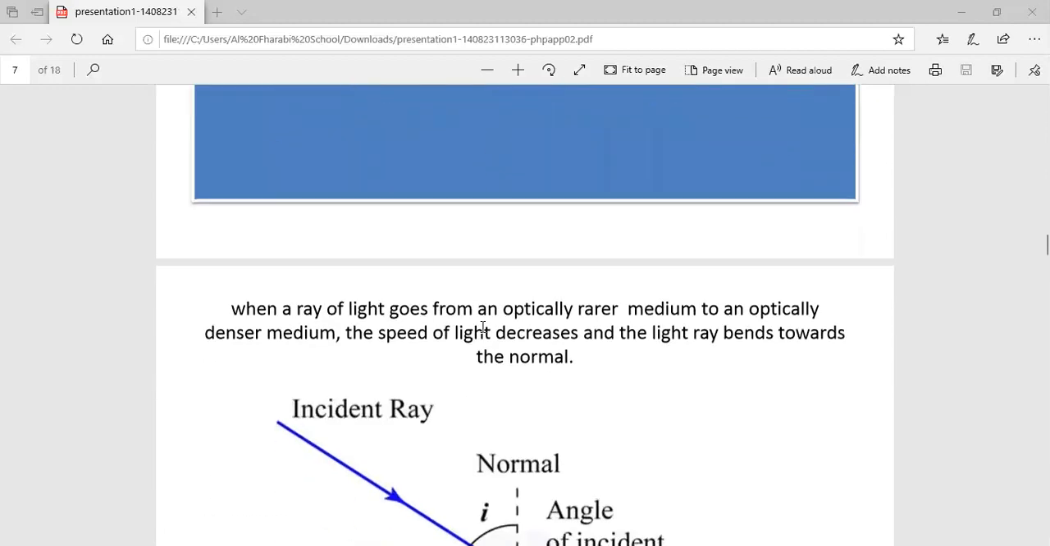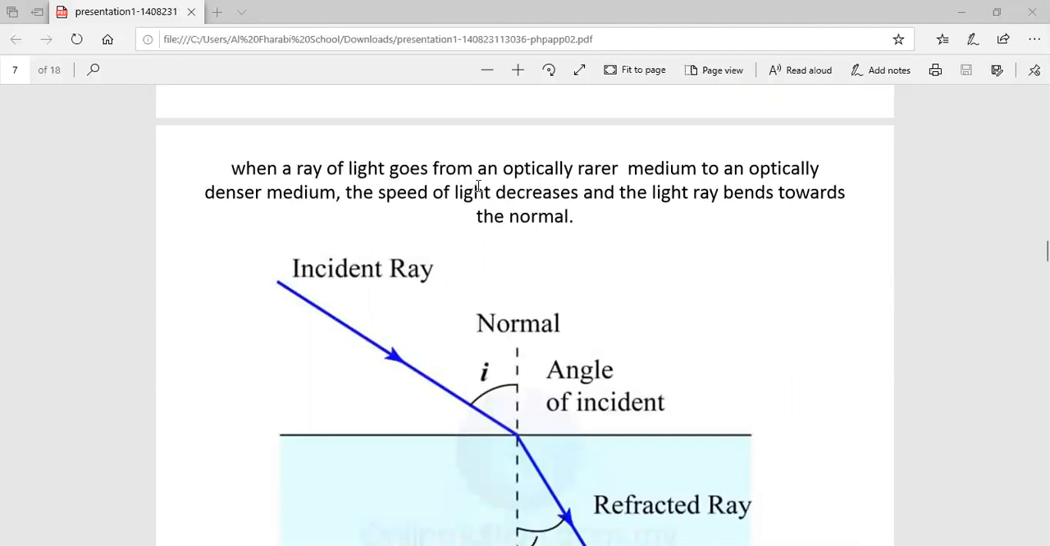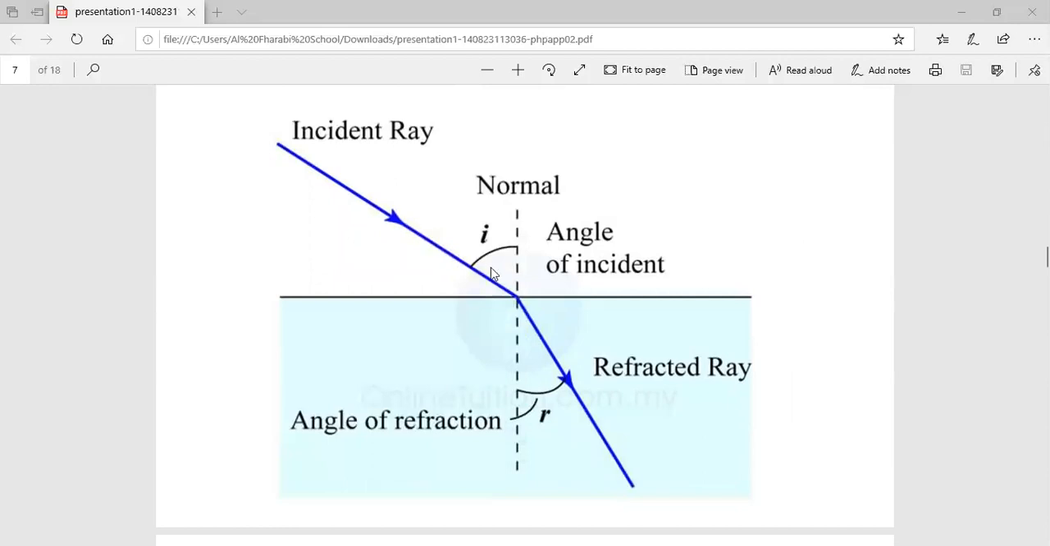Why does light refract? When a ray of light goes from an optically rarer medium to an optically denser medium, the speed of light decreases and the light ray bends towards the normal. So as you can see here, this is the incident ray of light, and this is the normal. What happened? See, this is air, and the one colored in green is water. So this is a different medium. What will happen to the ray? It will refract.